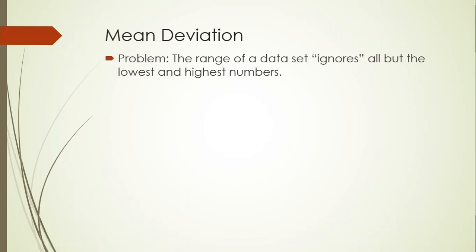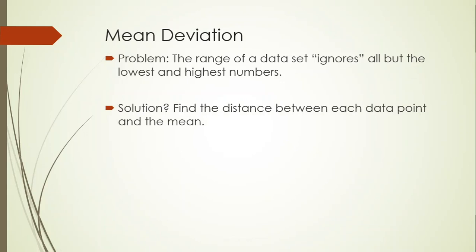The range of a data set is basically ignoring all but the lowest and the highest numbers in that set. So we're just ignoring everything in the middle. It's just acting like it doesn't even exist. So a possible solution might be to find the distance between each data point and the mean. So if we know what the mean is, the average, we can find out how far each point is away from that. This is known as mean deviation.